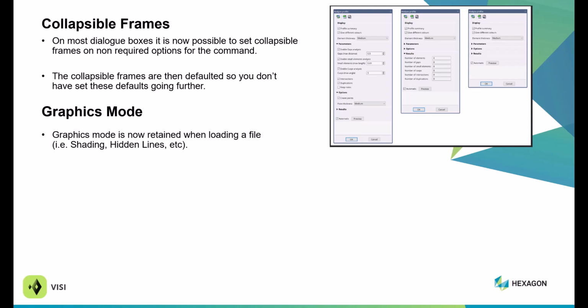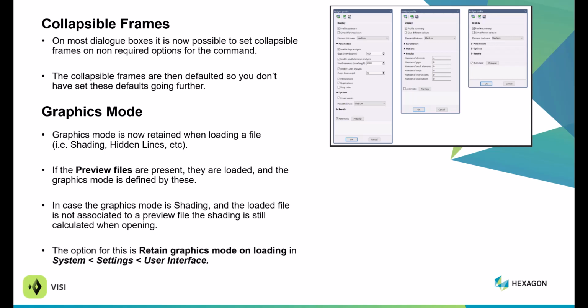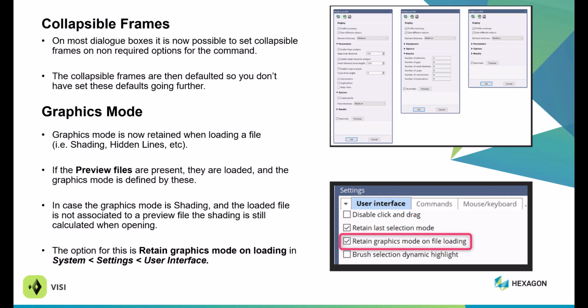Within graphic mode, you can now retain your shading and hidden lines inside of your file. So, for example, when you save and close it, you can reload it. It is not necessary to have these defined inside of a preview file as well. And in some cases, the shading is loaded without that preview file. So, there's a new option within System Settings called Retain Graphic Modes on File Load.